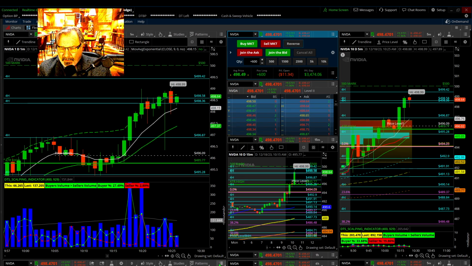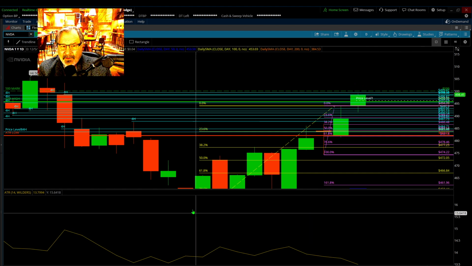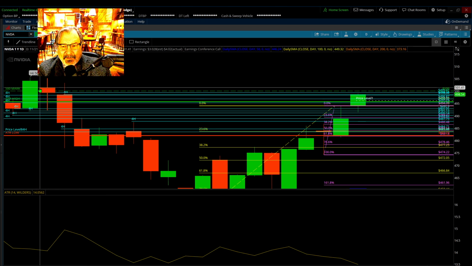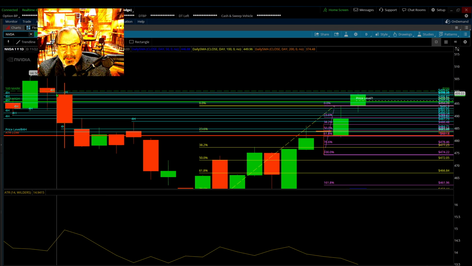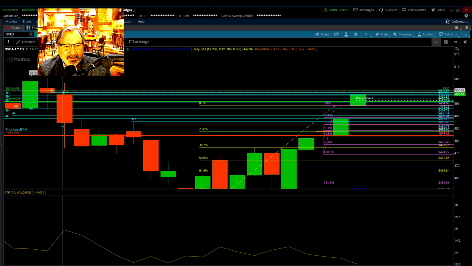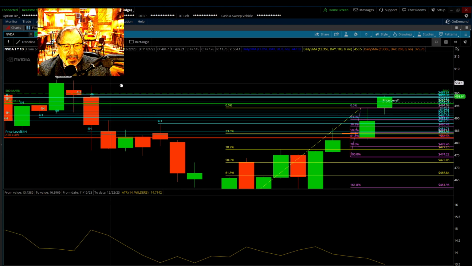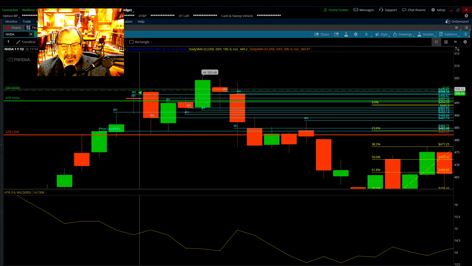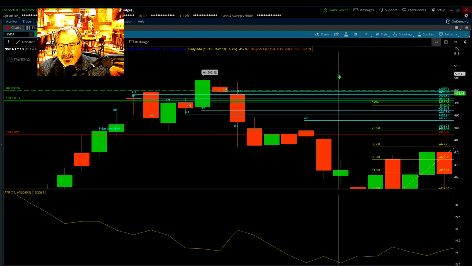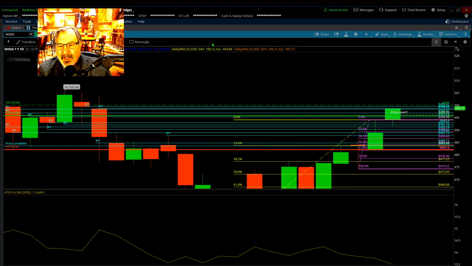Here, we'll just open it up and look. 505. It went to 505. So here's the price level right here, at the 500 mark. You can see how it hit it here a couple times. And the fact that it's a 500 even dollar.